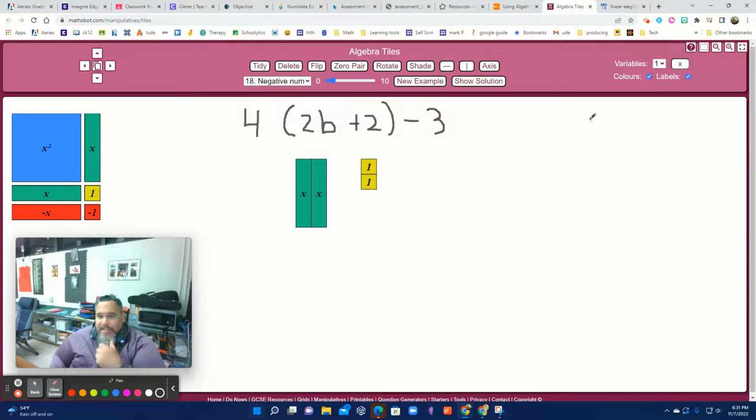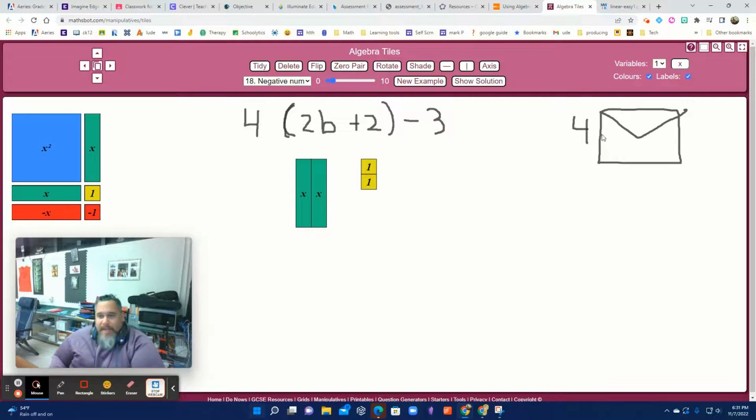It's kind of like this, guys. Here's an envelope, and if I put a 4 next to it, it means I have 4 envelopes. That's the same with the parentheses. Imagine that these parentheses right here are an envelope, and everything in the envelope is happening 4 times.